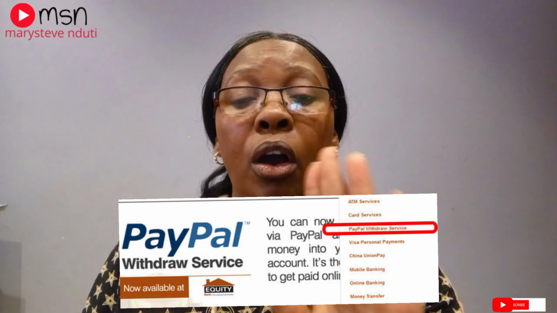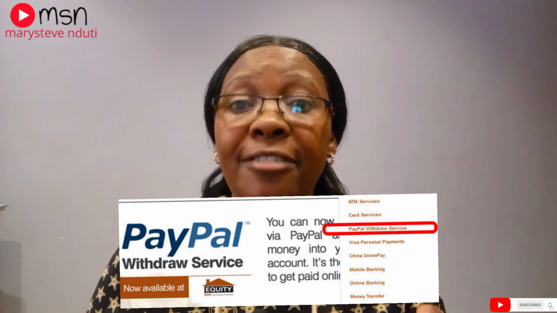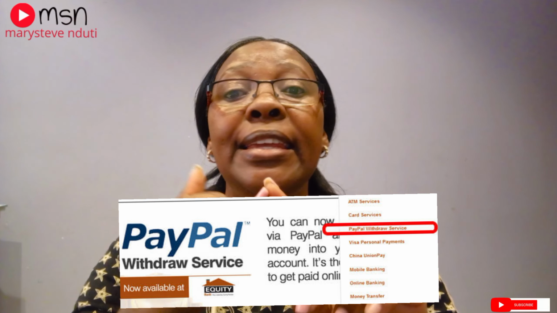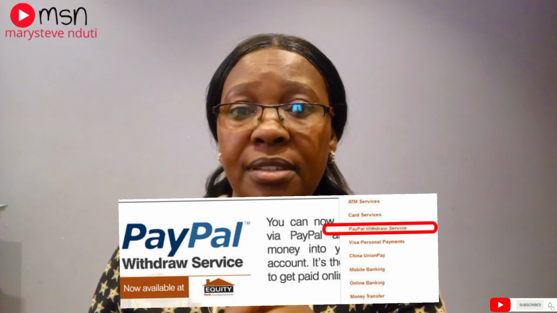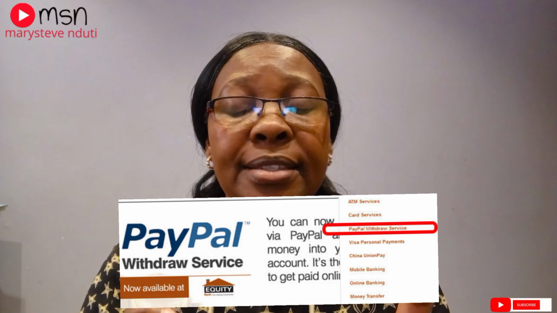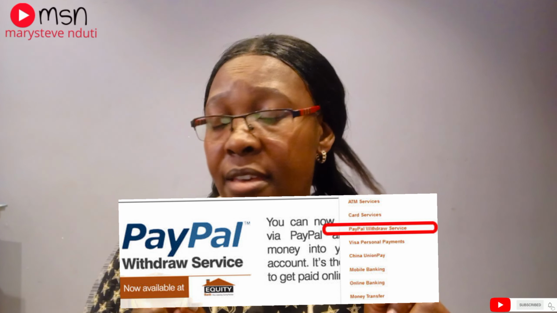Step number 4. What if you don't have an Equity Bank account? No worries. You have two options. Open an account with Equity Bank, which is recommended for smooth withdrawals. Or withdraw your PayPal funds through other methods like linking cards or third-party services. But Equity is the easiest and most reliable in Kenya.